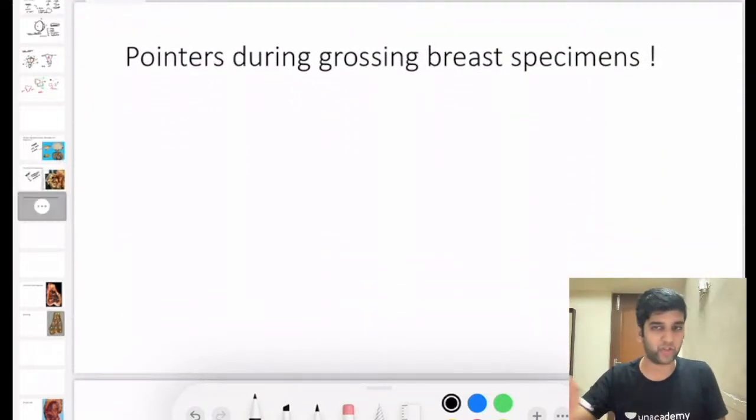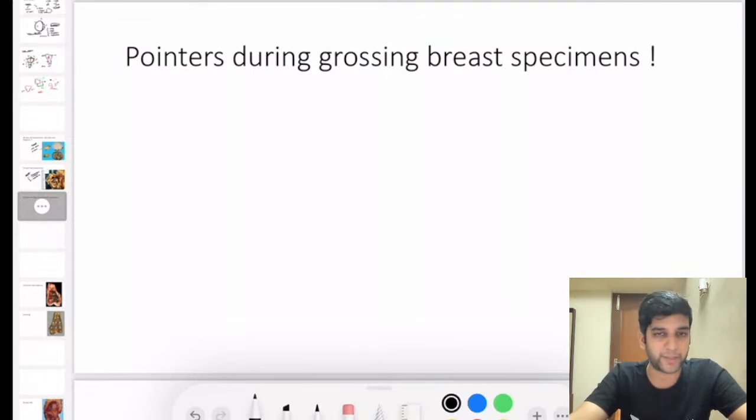Few pointers while grossing breast specimens. I am sure that breast mastectomies are the commonest thing which comes to our hospital, right? Very, very common, because breast cancer being very common, almost every hospital has lots of mastectomies. There are few things still we don't do correctly. I just want you to make sure in future you do it correctly.